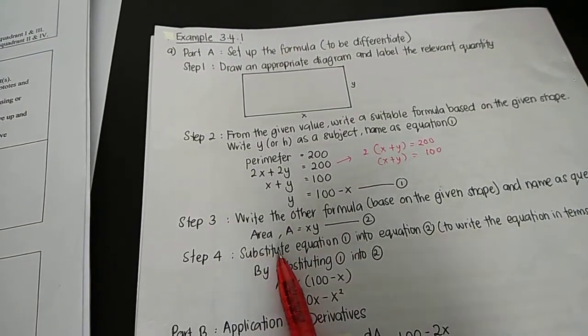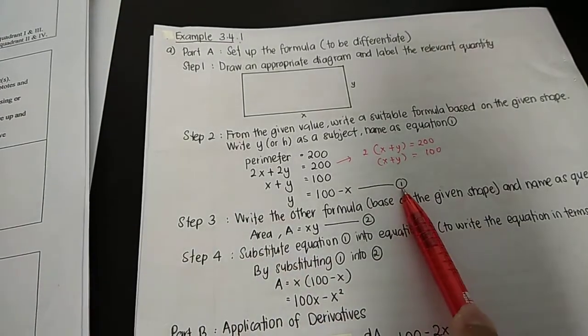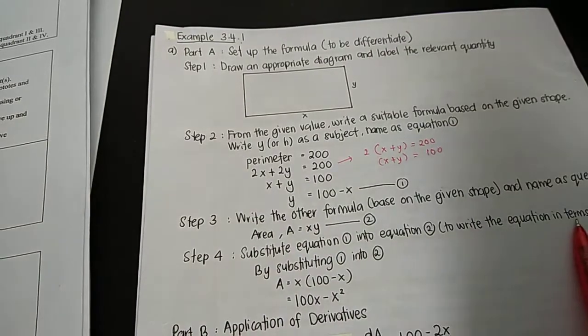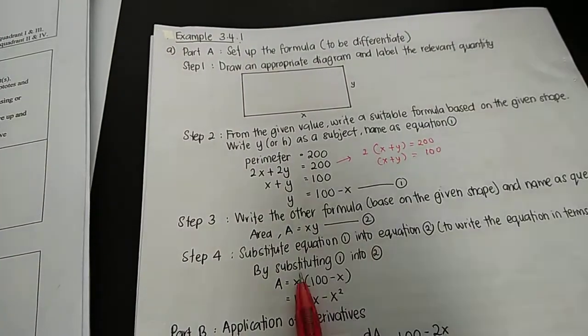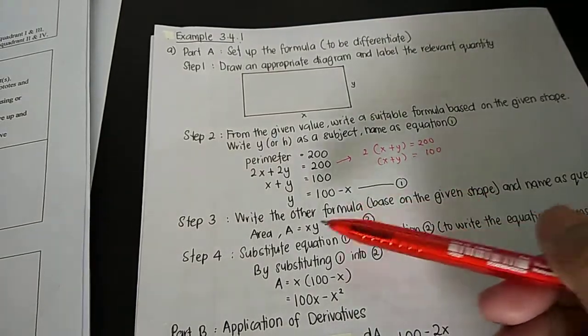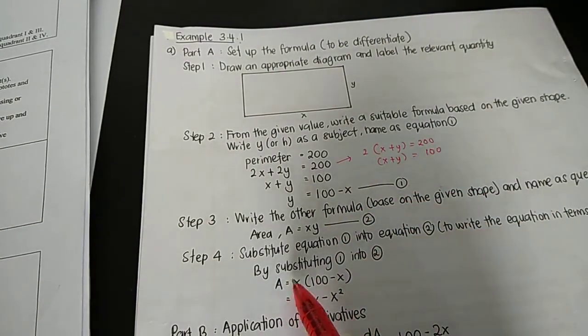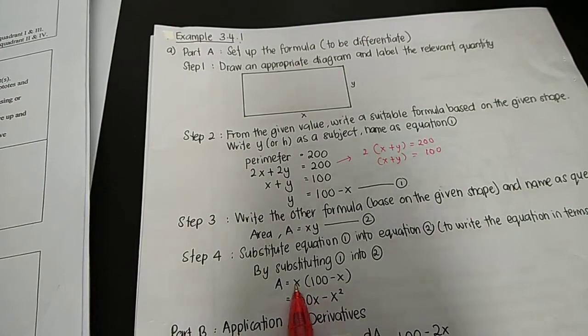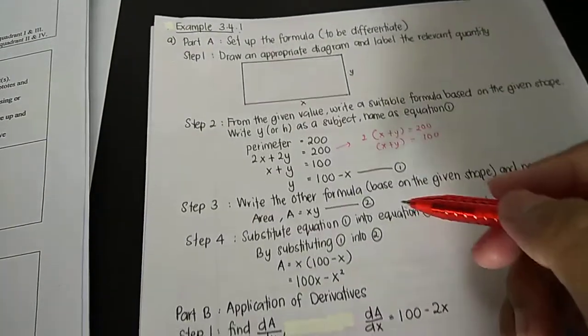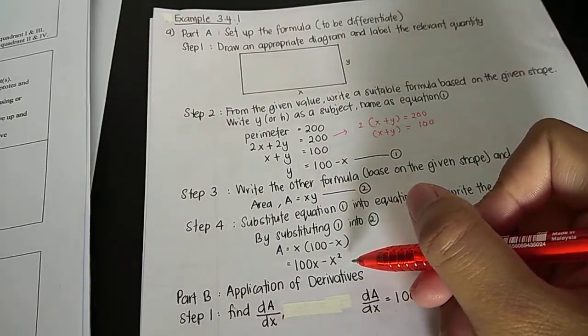And then step 4, substitute the equation 1, which is yang ini, first tadi, into equation 2, which is yang baru ni, to write the equation in terms of X by substituting first into 2. Okay, Y ni masuk kat dalam ni. So awak ada A equal to XY. So X kekalkan, Y tadi awak dah boleh ganti dengan 100 minus X. So last kali awak dapat A dia adalah 100X minus X square.